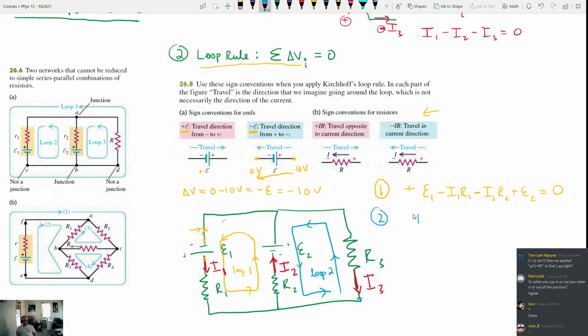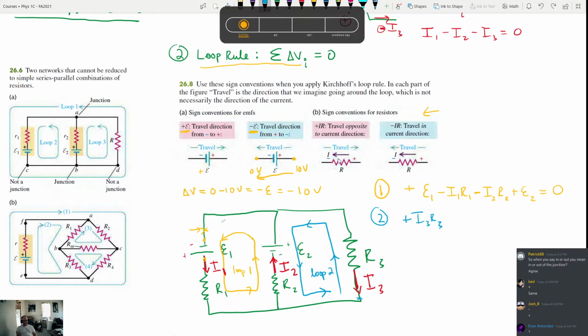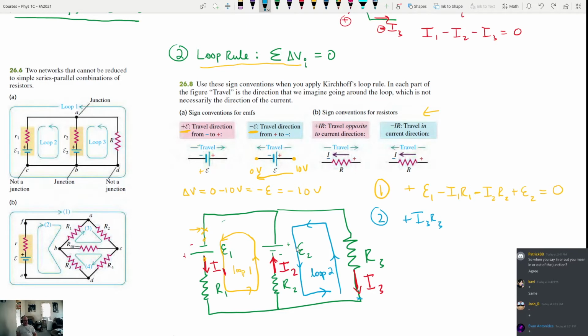Is it going to be positive or negative? I3, R3. Positive, because we're going opposite the direction of the current, right? Upstream. Come around here, I have an E2. Am I going to write positive or negative E2? I'm going from the positive side to the negative side now, going from here down this way. So I'm going to get negative E2. Negative E when you go from plus to minus, right?